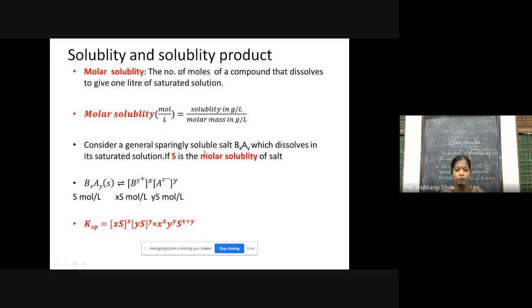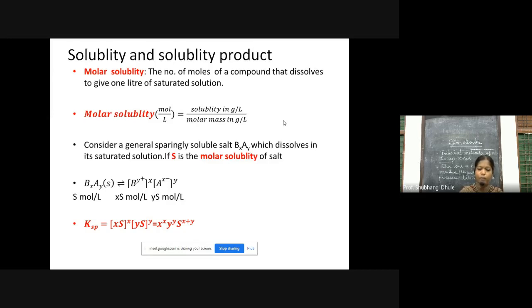Now we are going to derive the solubility product in terms of the solubility. For this we consider again a general sparingly soluble salt, B_xA_y, which dissolves in the saturated solution, and S is the molar solubility of the salt. So B_xA_y is the salt, which ionizes to give B^(y+) raised to power x and A^(x-) raised to power y.